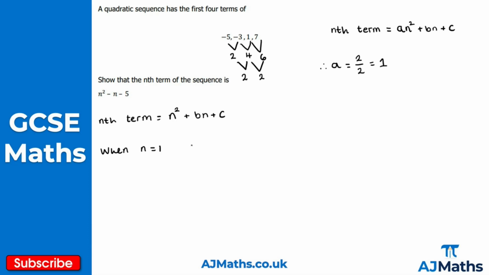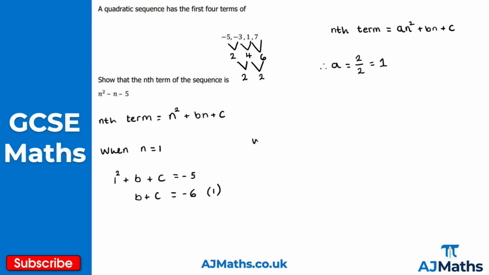When n equals 1, I get 1 squared plus b lots of n. So if n is 1, that's just plus b. And we've got plus c, and that's all equal to -5. If I simplify this, I've got 1 plus b plus c equals -5, so I need to subtract 1 off both sides. So I get b plus c is equal to -6, and we'll call that equation 1.